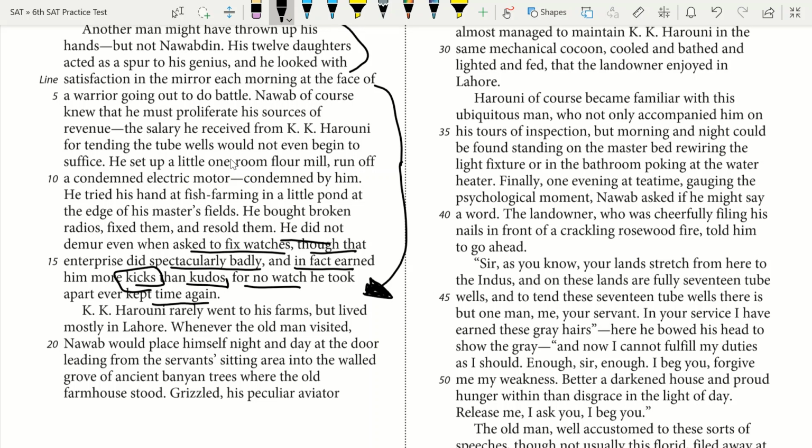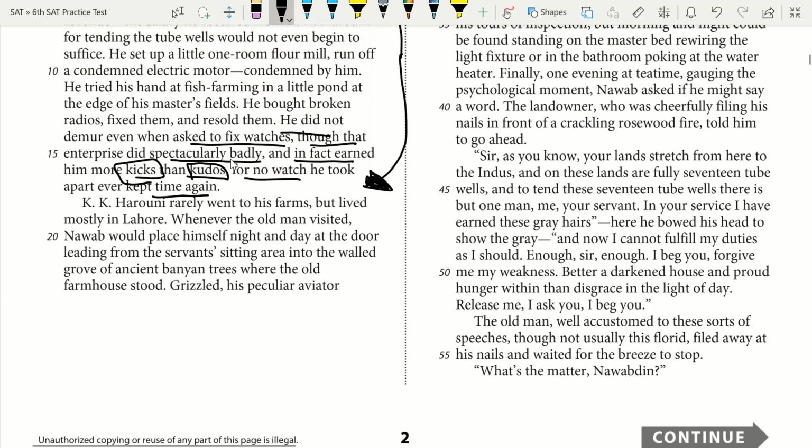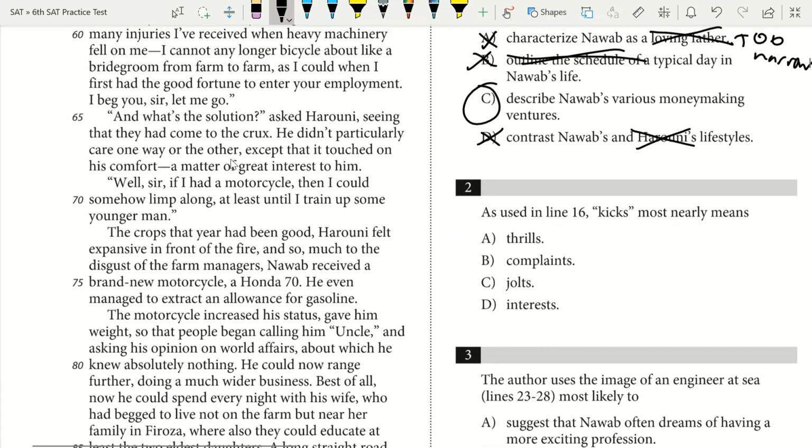Kudos we know as compliments, so kicks would be something like complaints. He's receiving more complaints than compliments. No watch he took apart ever kept time again. Obviously, he's not doing well at fixing those watches. He's receiving a lot of kicks, which means complaints. Kudos means compliments. In this case, kicks would mean complaints. So I'm going to look for complaints as an answer. I have that in B, so B would be my answer for number 2.